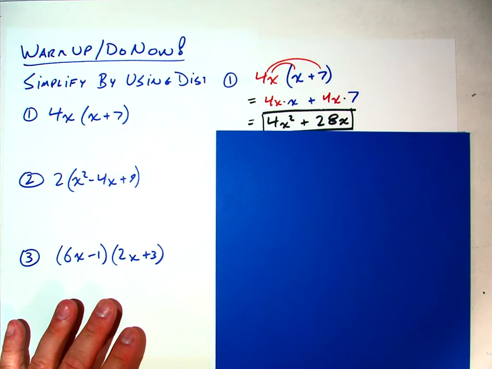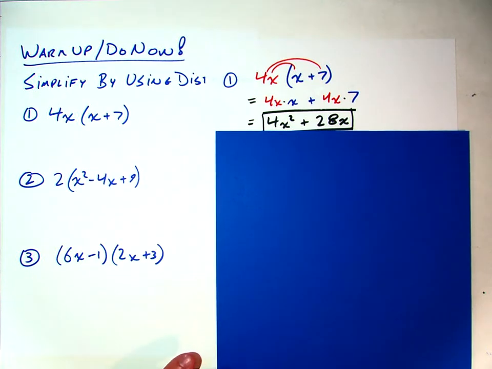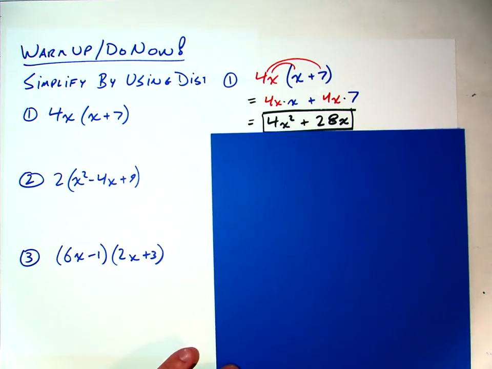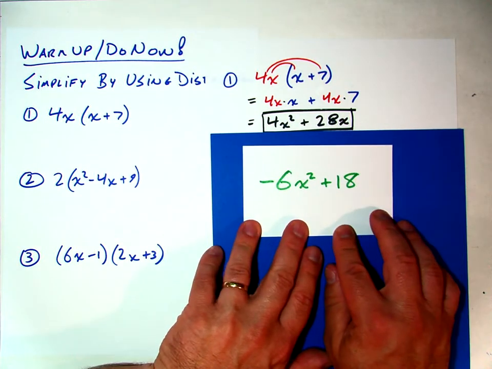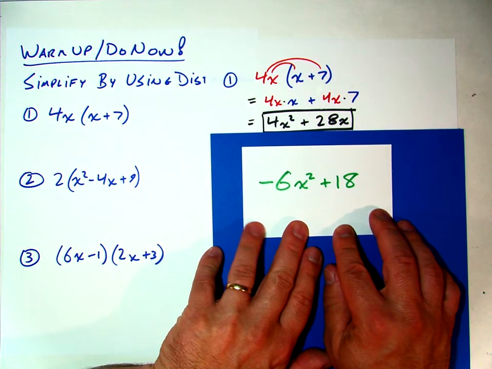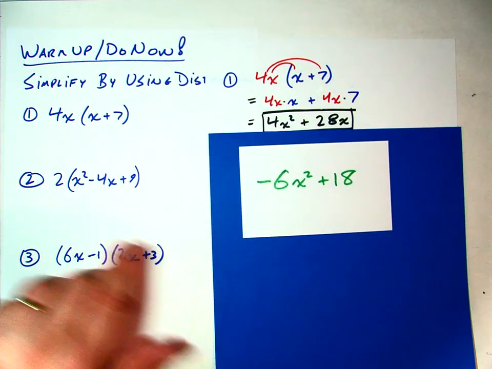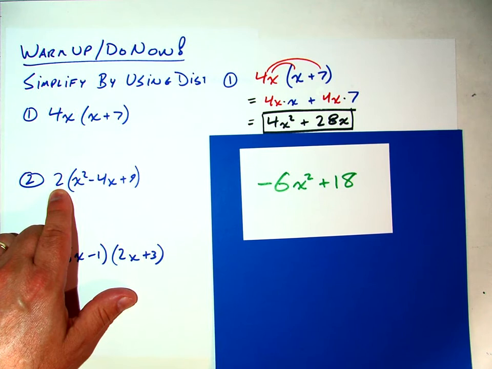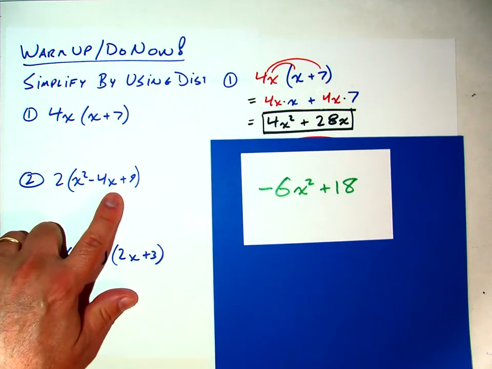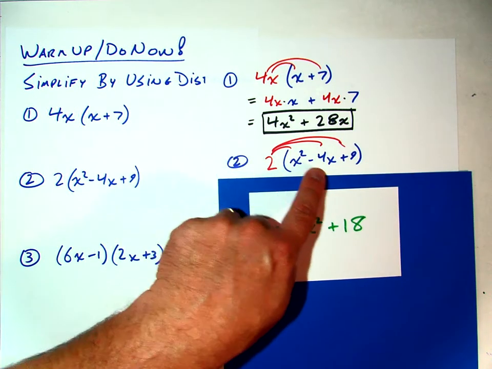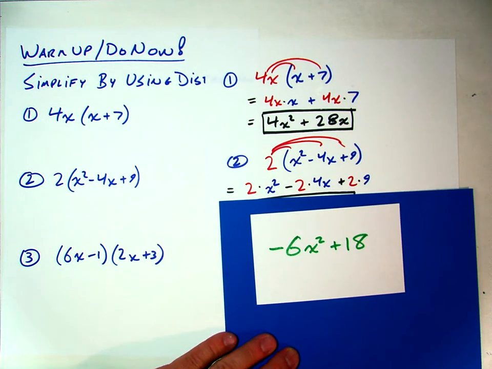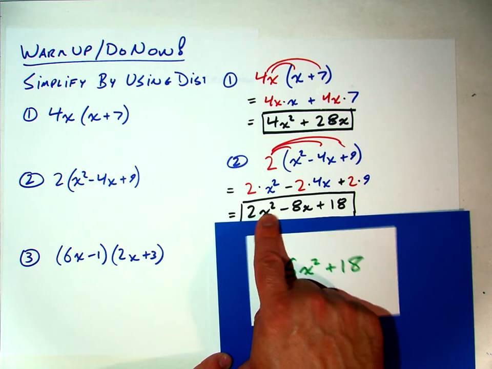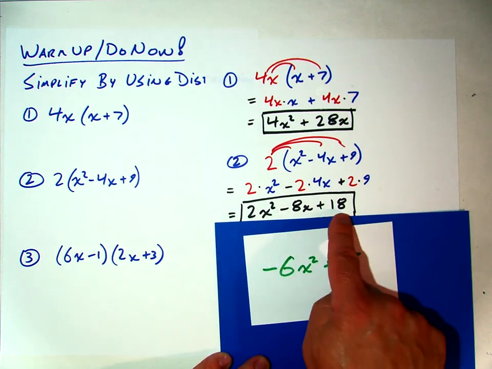Okay, now please show me your answers to number 2. All right, most of those look pretty good. I've got a couple people showing me this answer, negative 6x squared plus 18. So let's take a look. This 2 has to multiply to how many different terms? Correct, all 3 terms. So the 2 is going to multiply the x squared, the negative 4x, and also the 9. So every one of those blue terms is going to get doubled. And when we do that, we get 2x squared minus 8x plus 18.